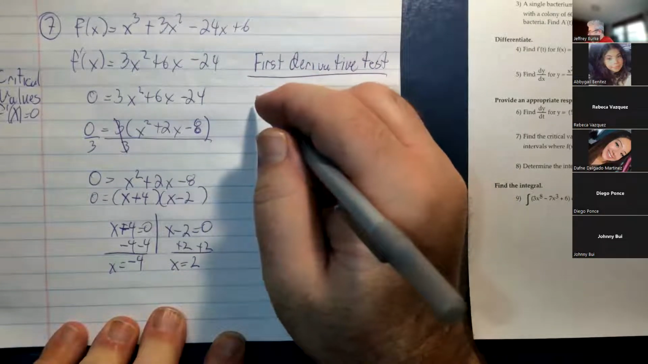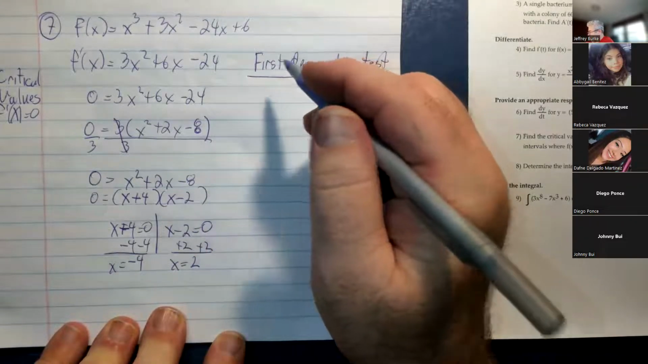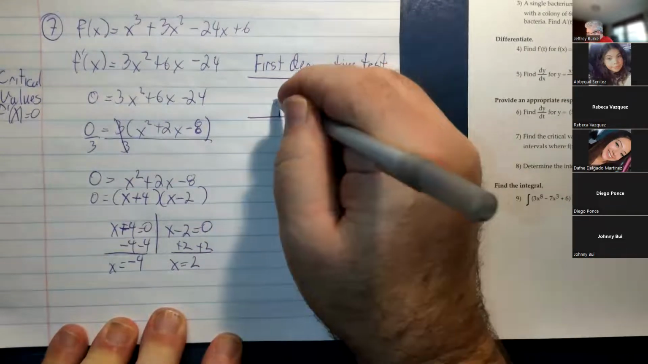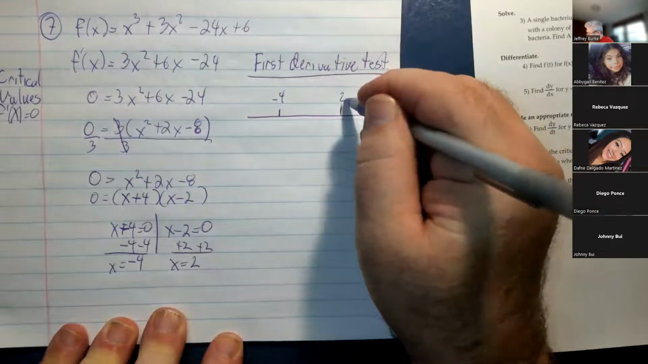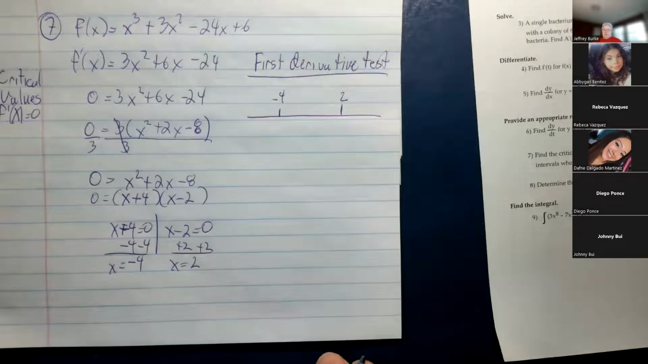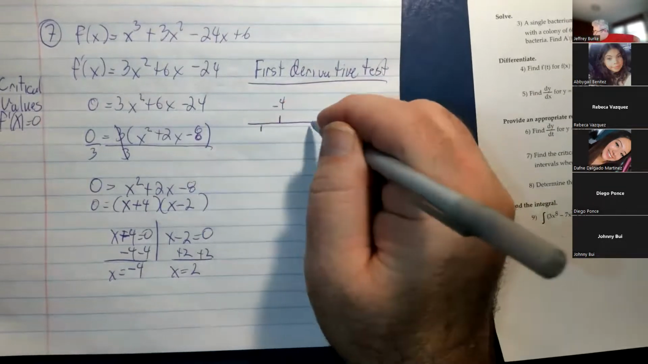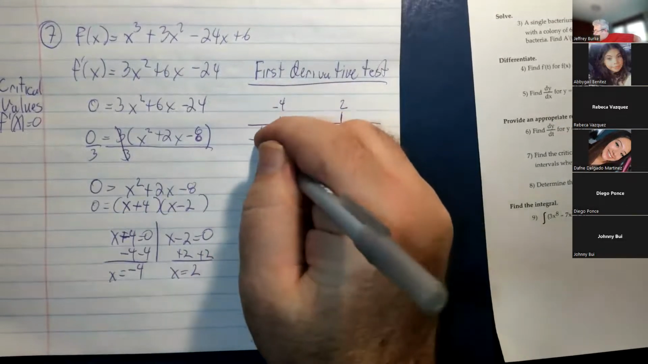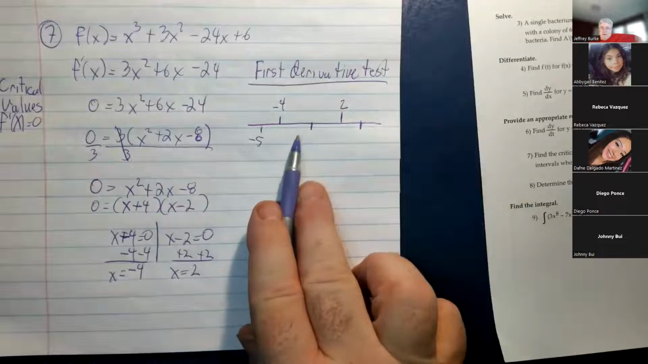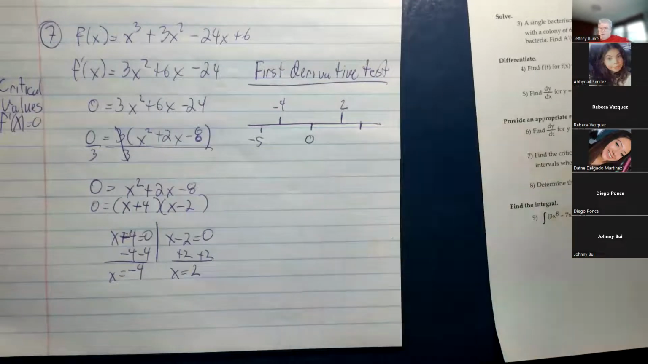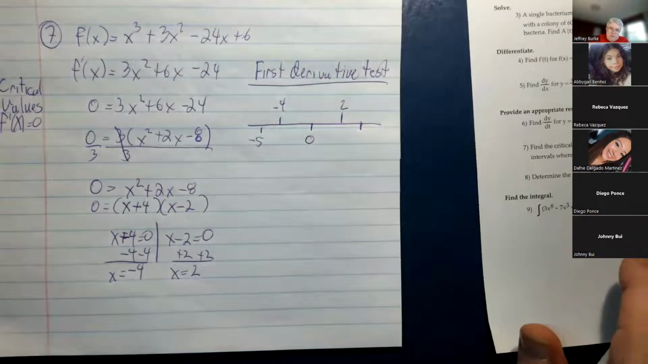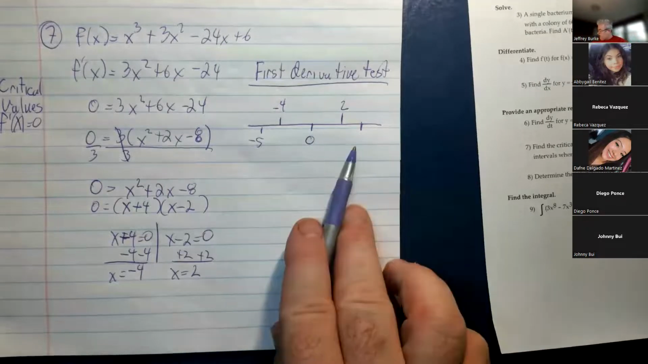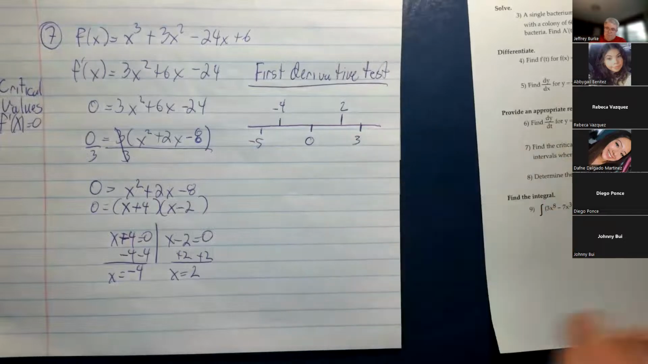And I have negative 4. I have the value of 2. Now I need to pick some values in between. I'm going to put those below. A value less than negative 4, I'll just choose negative 5. A value between negative 4 and 2. If you get a positive number and a negative number, always go with 0. That's going to give you the fastest results. And then here, a value greater than 2, which is going to be 3.